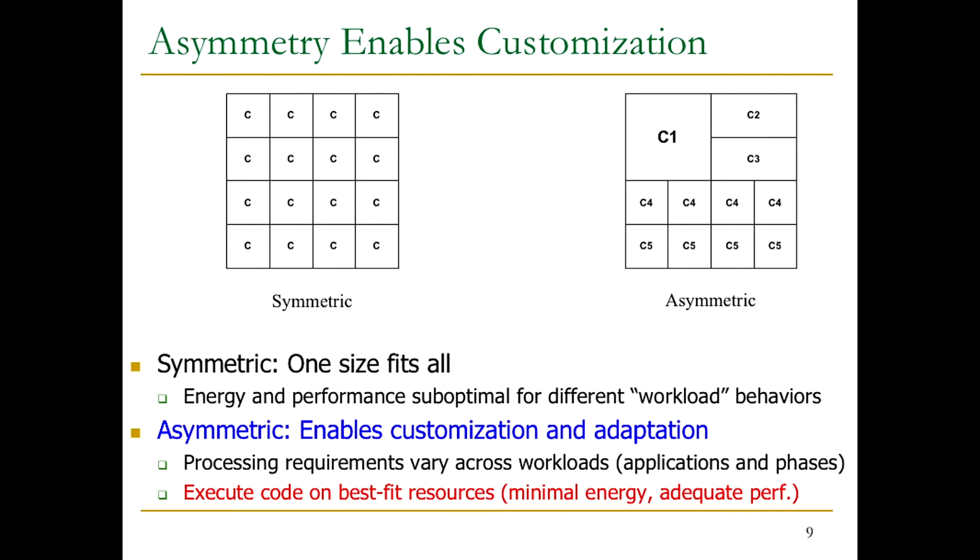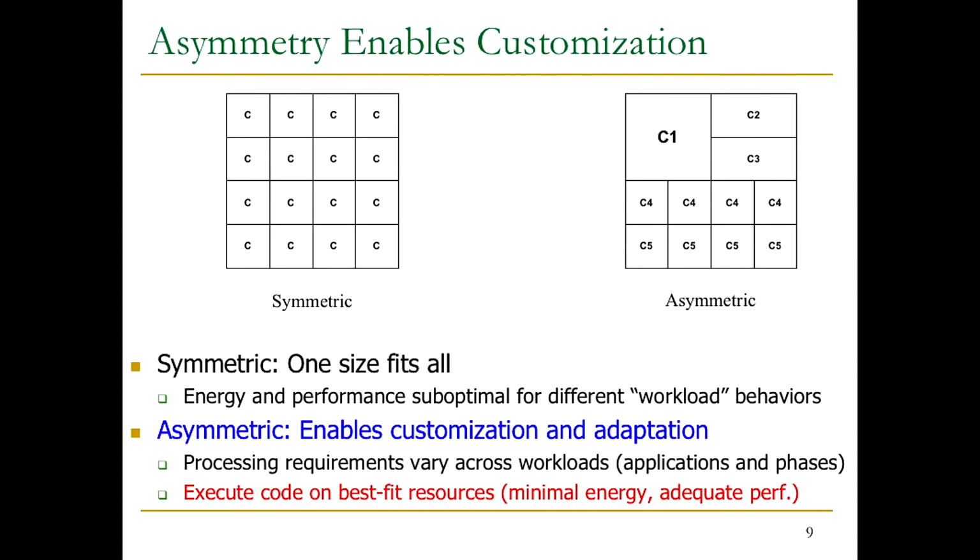You can execute the code on the best fit resources with minimal energy and while getting adequate performance. Now, how do you create this is another question, right? Do you have static creation of this? Or maybe you combine these symmetric things to operate like a bigger asymmetric thing, right? These 4 cores, if they can be combined to be a big core, wouldn't that be nice?